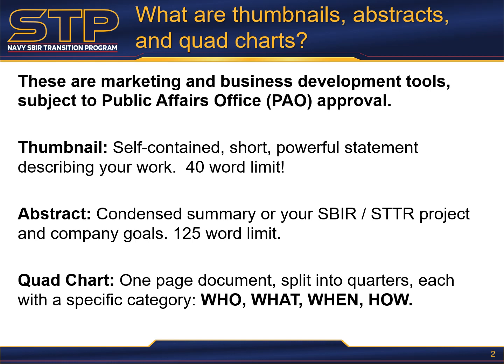An abstract is a slightly larger, but still very concise, condensed summary that efficiently conveys what was done, why it was done, and the value proposition of your product. You should be able to summarize your project and overall company goals with 125 words or less. Remember, this is not a scientific abstract, but writing meant to advertise, promote, and sell your product and your company. A separate webinar will cover quad chart development.